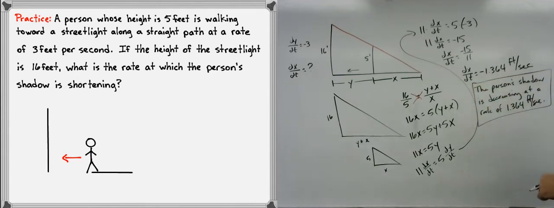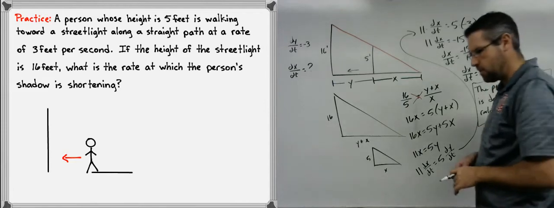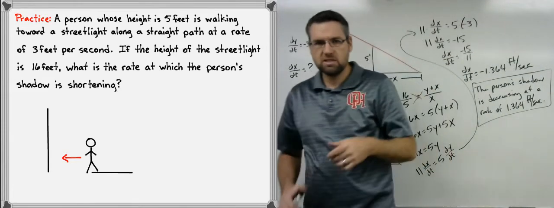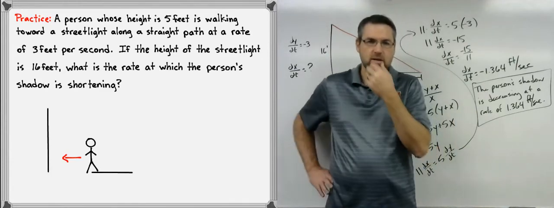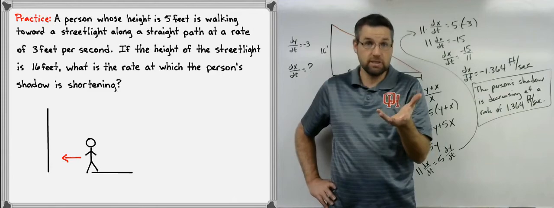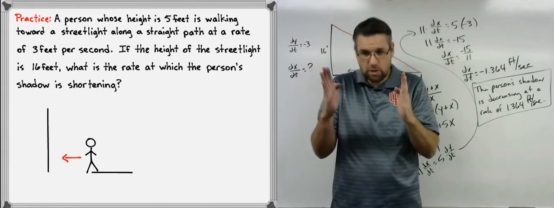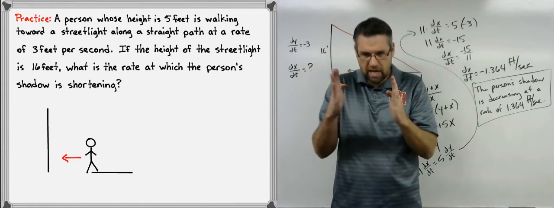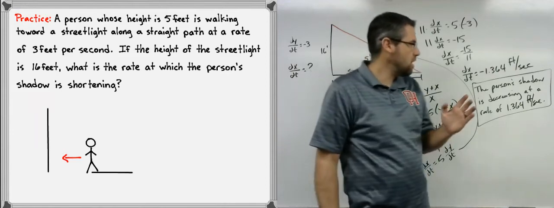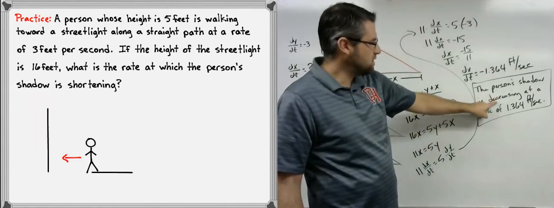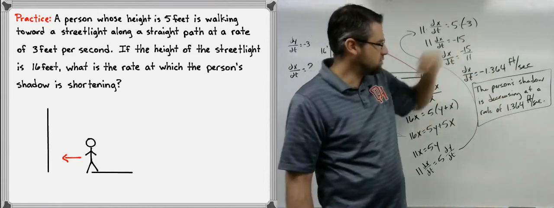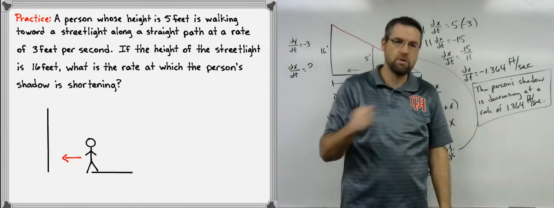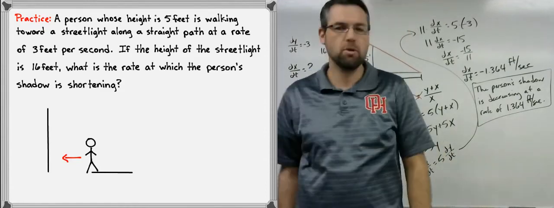Now, you go, wait a minute, you forgot your negative. Now think about it. If something is decreasing at a negative rate, that actually means it's increasing, right? If I'm decreasing, but at a negative rate, I'm increasing. So if I'm going to use the word decreasing, that's implying the negative there. So I don't want to put another negative. The person's shadow is decreasing at a rate of 1.364 feet per second.